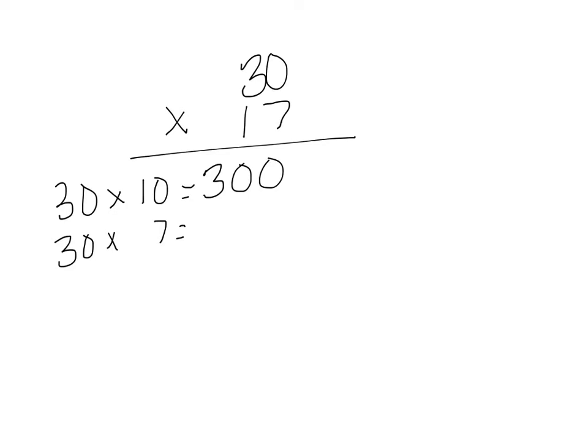And 30 groups of 7 would be Audrey. We know that 3 times 7 is 21. And then we're going to place our 0. And then we're just going to add. This is not difficult at all, is it? No. We're taking a video.